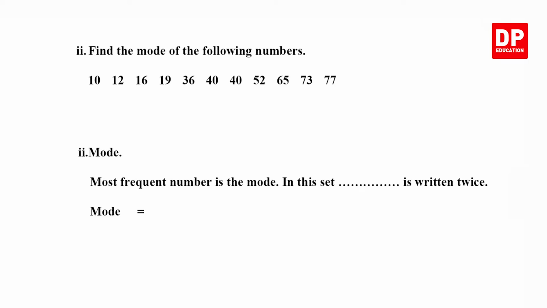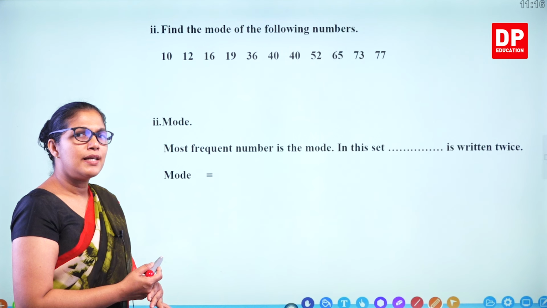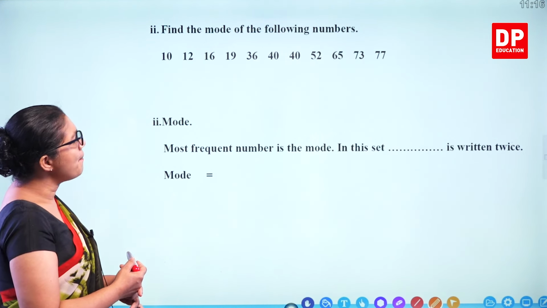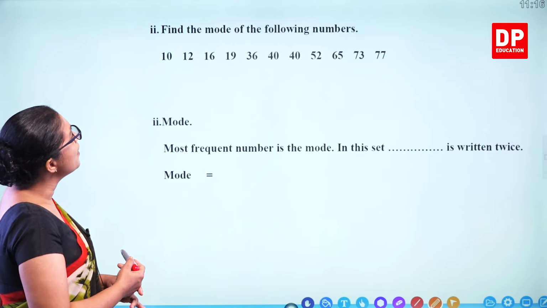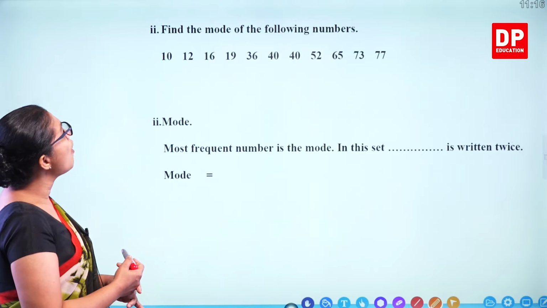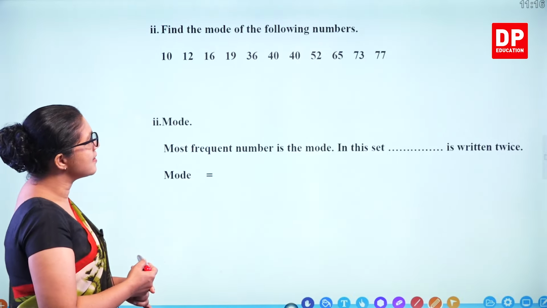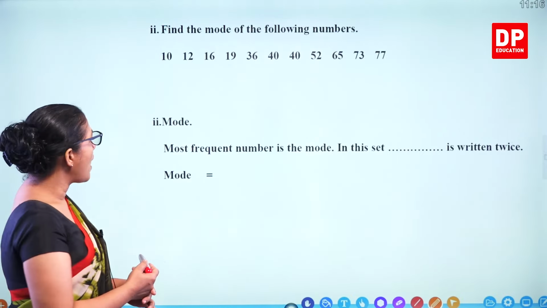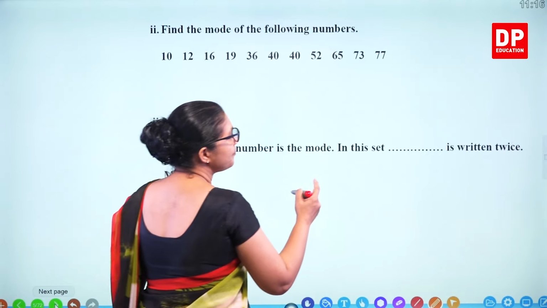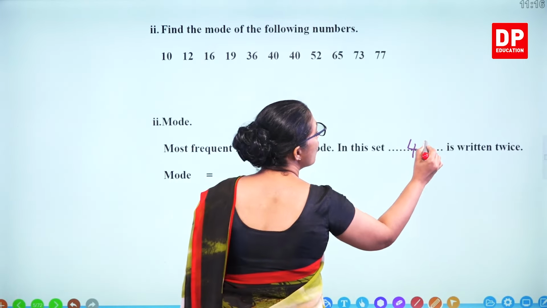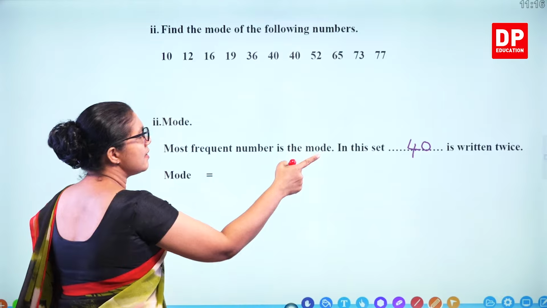Find the mode of the following numbers. What's the mode? The most frequent number. How do you find the most frequent number? You can see all the other numbers appear only once, 40 twice. So the mode is 40 because it's written twice.